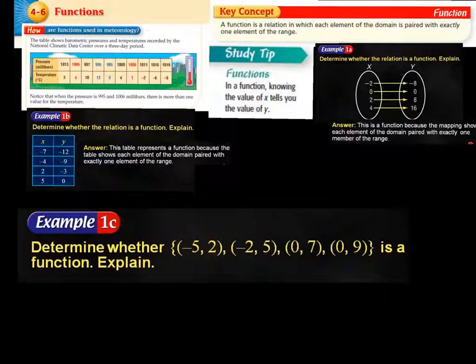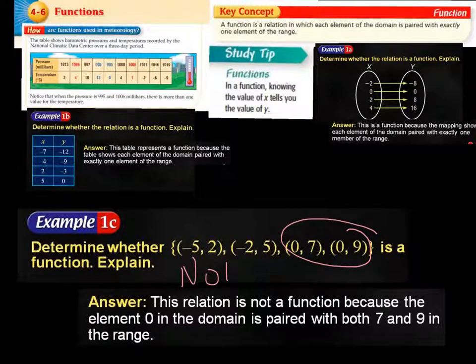So now let's check this list of ordered pairs. If I have -5, I get a 2. If I have -2, I get a 5. If I have 0, I get a 7. Oh, or do I get a 9? I don't know. Okay, so that's going to be a no. The element 0 in the domain is paired with both a 7 and a 9 in the range.